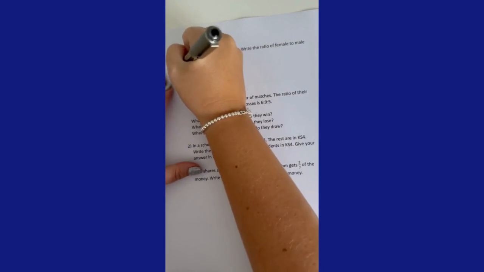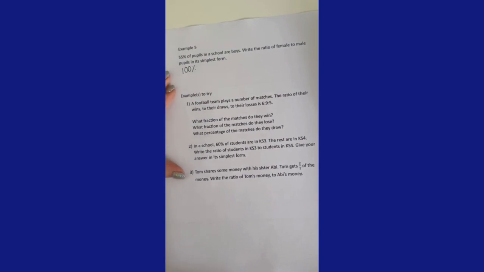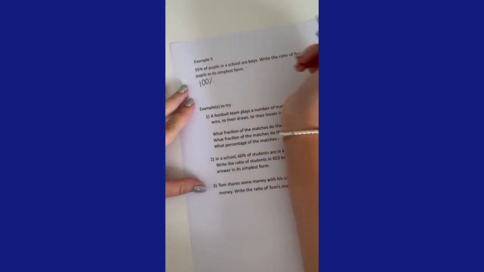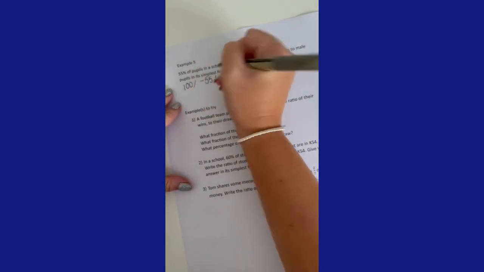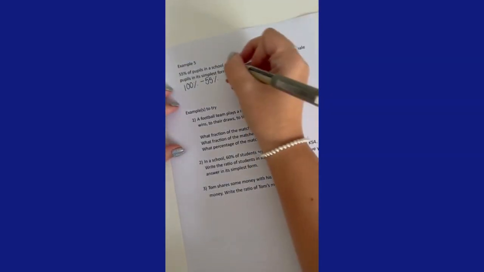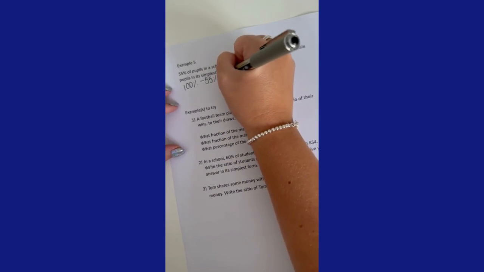Okay. Example number 5. 55% of pupils in a school are boys. Write the ratio of female to male pupils in its simplest form. Now, we have got 55% of the pupils are boys, and we are trying to write the ratio of female to males. Now, we know that percentages are out of 100. So we have got 100%, and we know 55% of those are males, they're boys. And so what I'm going to do to figure out what percentage is female is I'm going to take away 55%. Now, 100% take away 55% is going to leave me with 45%.